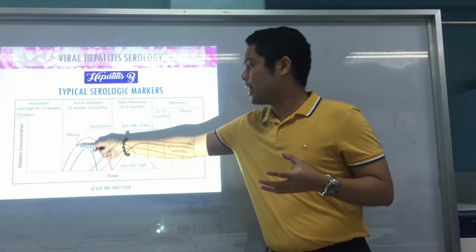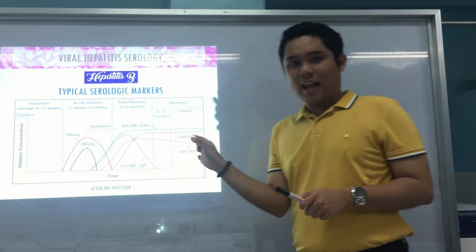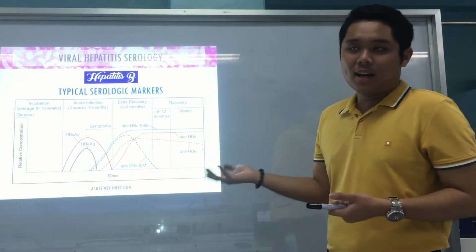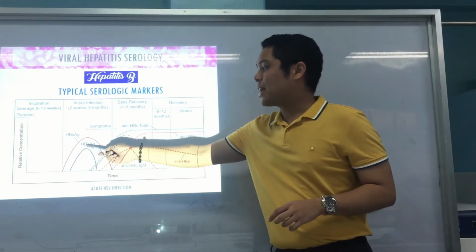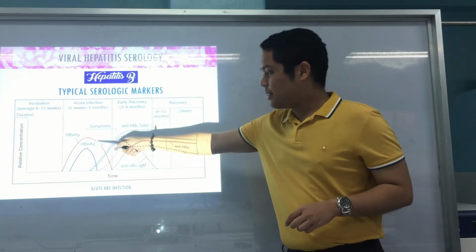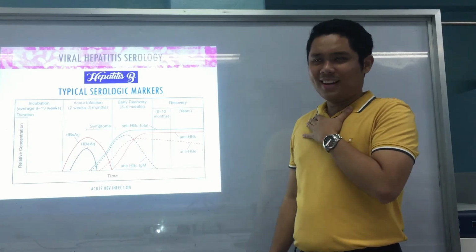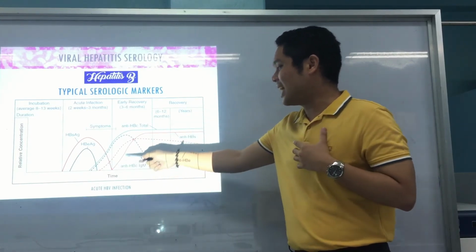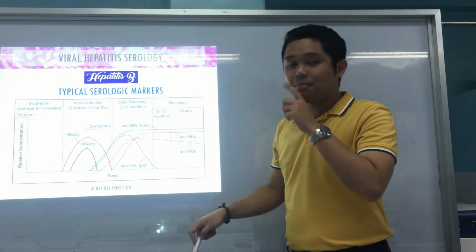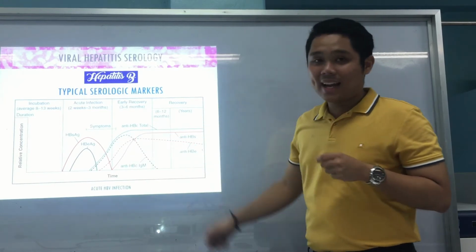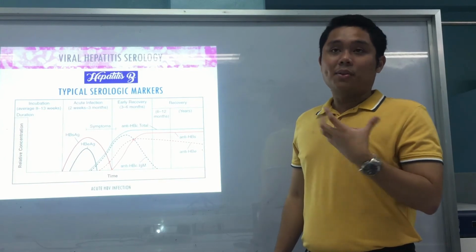So as HBsAg increases, after a short time the HBe antigen also increases. Now, when HBsAg decreases, anti-HBs starts to increase. But at the same time, as HBsAg declines, anti-HBc already starts to increase, because that's the first antibody to be released. The first antibody to be released.